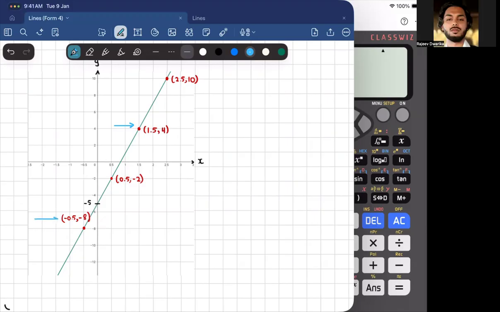You mean negative 0.5, negative 8. Oh, I didn't see the negative. Right. So which one do you want to call point one and which one point two? Again, it doesn't matter. We'll call the negatives underneath point 1. If we're calling this point one, then what are we going to write on top?